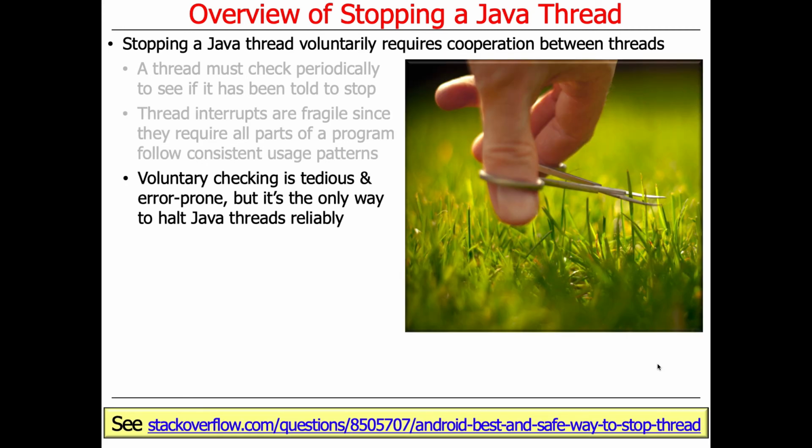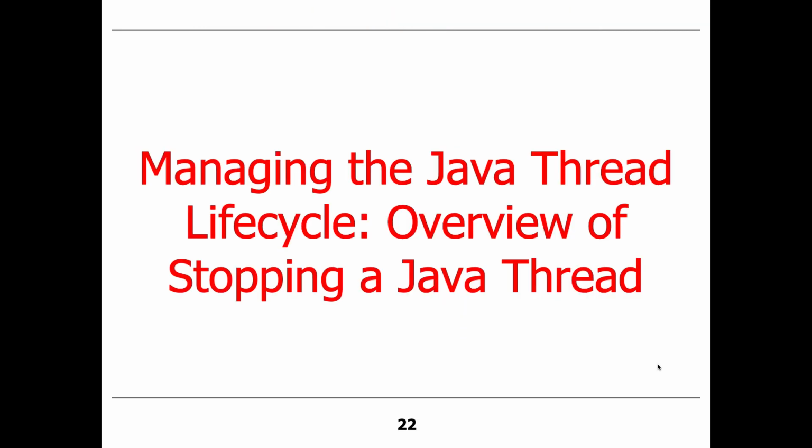Voluntary checking is somewhat tedious and error-prone, but it's really the only reliable way to halt Java threads. So you don't have much of a choice. You have to do this. You have to learn how this stuff works.